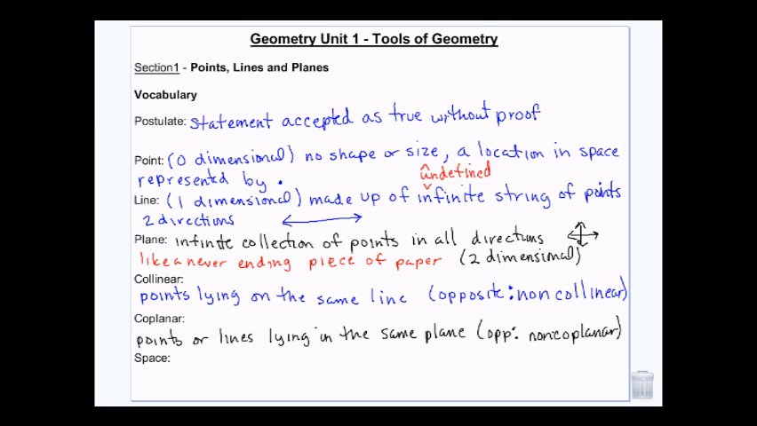And then the opposite of those, you would just add a non in front of it. So you can be collinear if you're on the same line, and if you're not on the same line, you're non-collinear. If you're on the same plane, you're coplanar, and if you're not on the same plane, you're non-coplanar. To think about coplanar, if this floor is a plane, we're all coplanar, because we're all on the same floor, right? But the people downstairs would be non-coplanar, because they're not on our plane, they're on the plane below us.